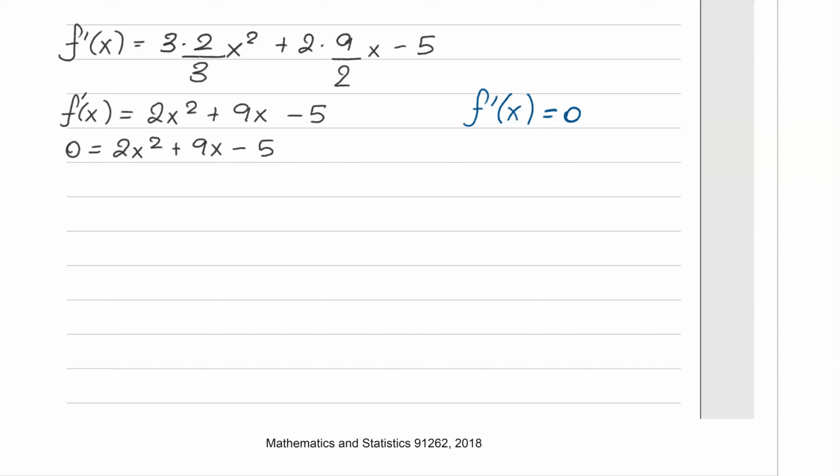Now we need to factorize this. Now you can just use your graphics calculator if you want to factorize it. You can use the quadratic formula to find the roots. I'm just going to factorize it.